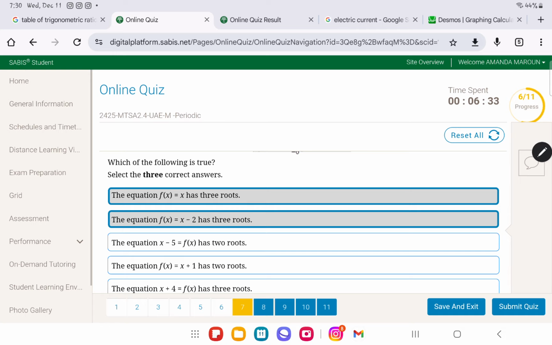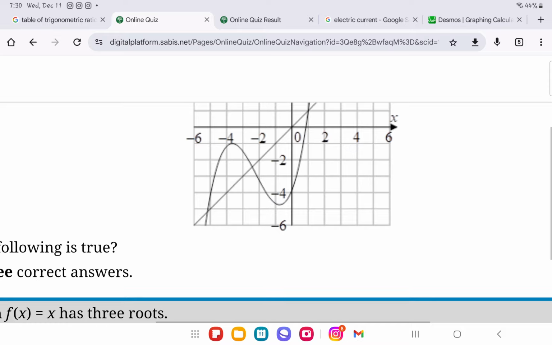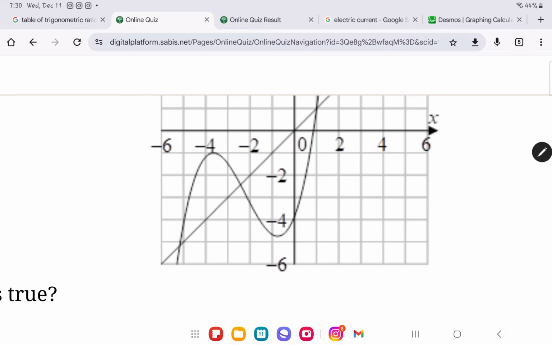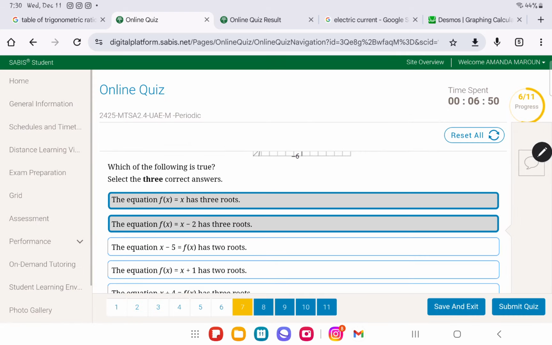Now, if f(x) = x - 5 has 2 roots, let us see. 1, 2, 3, 4, and 5. So over here, I think it has only 1 root. So this is incorrect to say it has 2 roots. It has only 1 root.